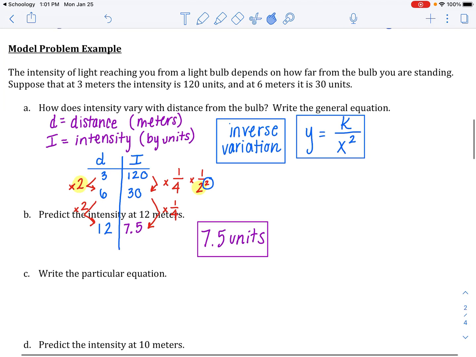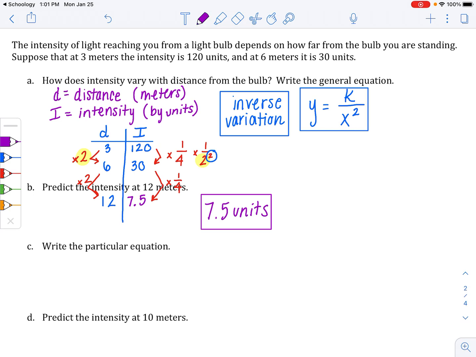We want the particular equation. So that means just like above, we're going to plug in a point, we're going to solve for our constant, and then we will have our exact particular equation. So from above, we knew the equation is y equals k over x squared.